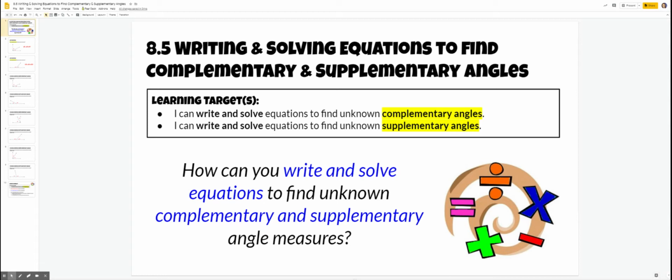Go ahead and take a look at our two learning targets for today. The first, I can write and solve equations to find unknown complementary angles. The second, I can write and solve equations to find unknown supplementary angles. So we're going to be dealing with both types of angle relationships in our work today. As we're working together, keep this question in mind. How can you write and solve equations in order to find unknown complementary and supplementary angle measures?